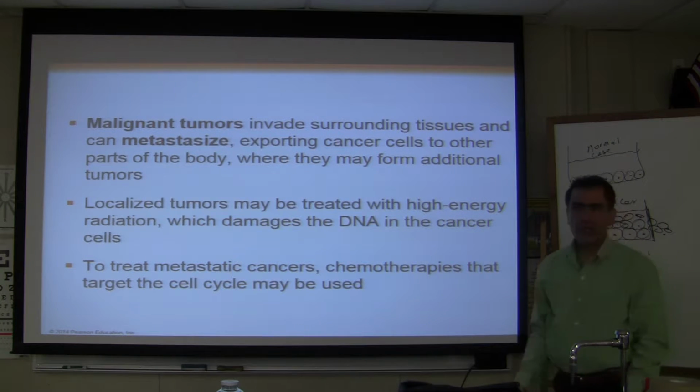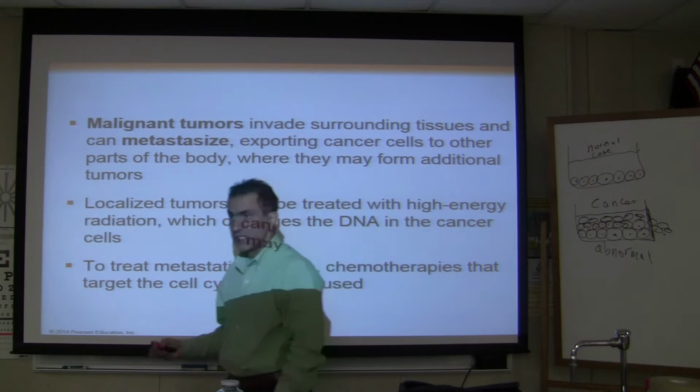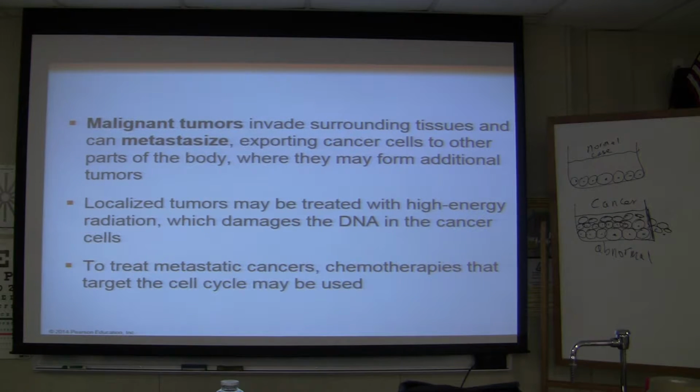When they travel by our blood circulatory system, by our blood vessels, and they invade our entire body, then it's called metastasis, or metastasize. So, invading surrounding tissue and can metastasize, exporting cancer cells to other parts of the body where they may form additional tumors. Localized tumors may be treated with high energy radiation, which damages the DNA in cancer cells.